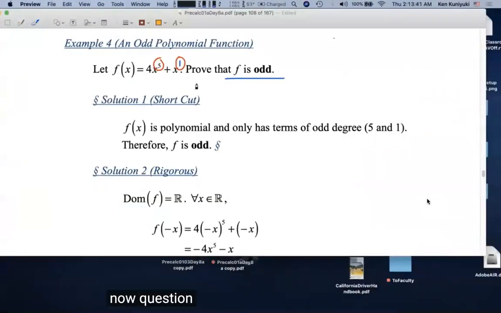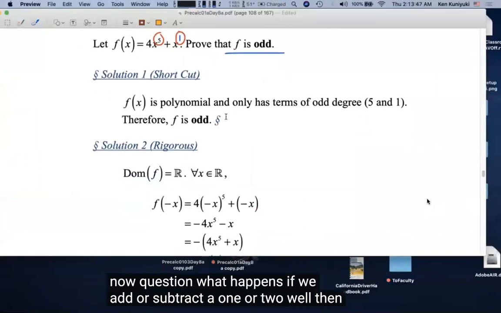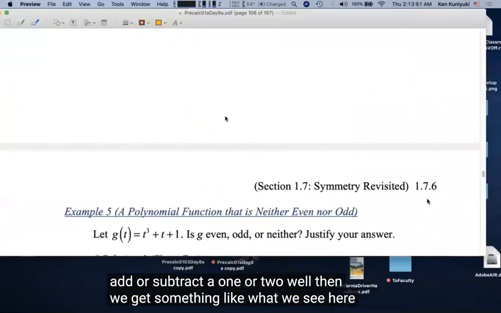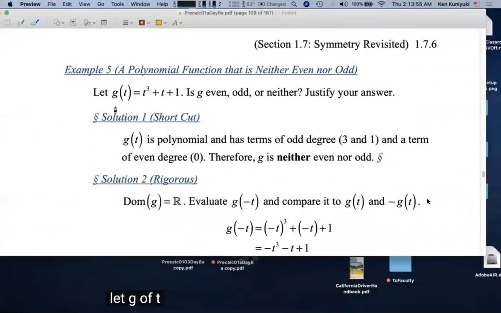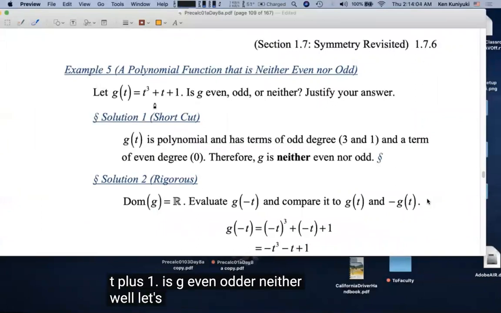Now, question. What happens if we add or subtract a 1 or a 2? Well, then we get something like what we see here. In example 5, let g of t equal t cubed plus t plus 1. Is g even, odd, or neither? Well, let's check it out.